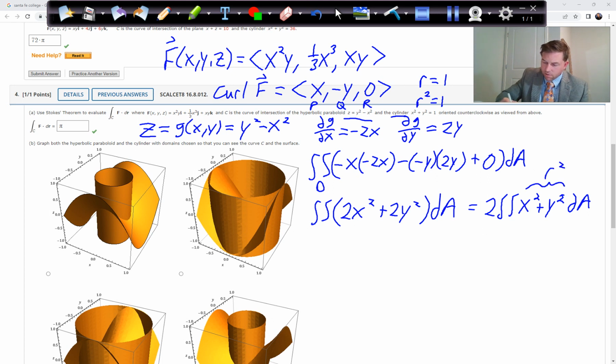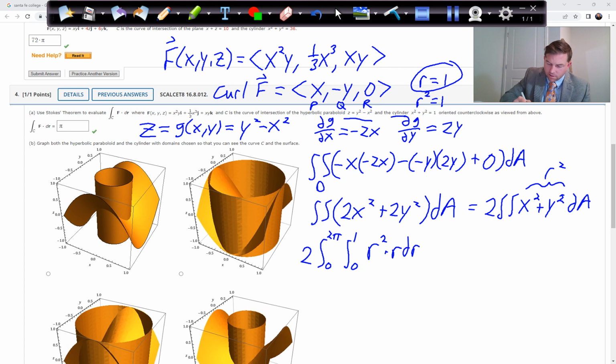We're going to put this in polar coordinates. So we're going to get 2, 0 to 2 pi. Radius goes from 0 to 1 based on this here. And this is just r squared, but then we have times r dr d theta to change it to polar coordinates. And this is an incredibly simple double integral to tackle. You should get out of this just pi.